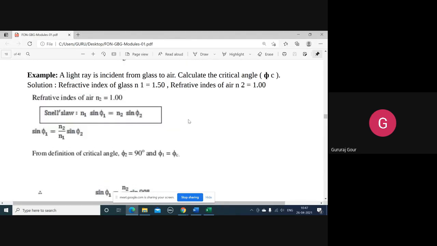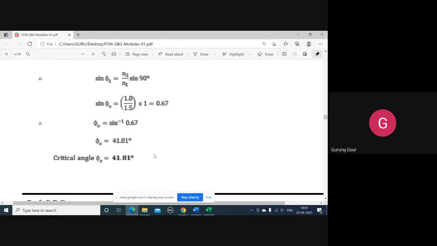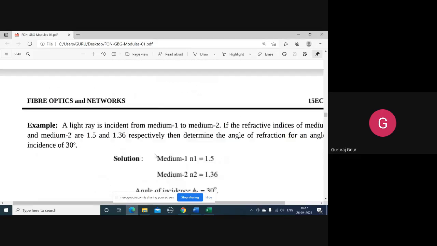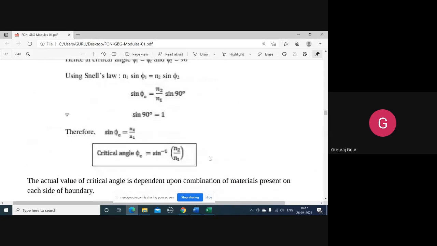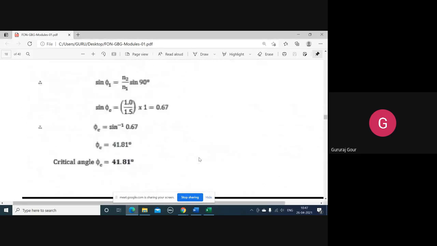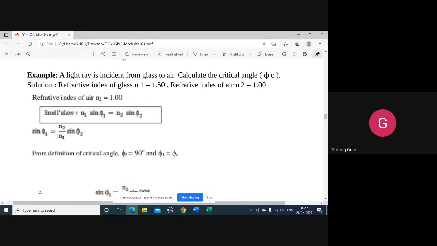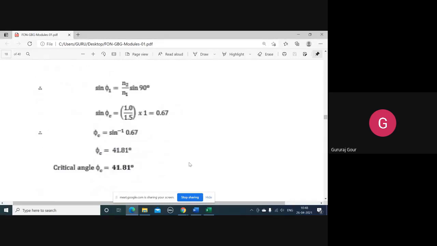From the definition of critical angle, if you take phi 1 as phi c, phi 2 should be 90 degrees. Substitute the values here, we'll get the critical angle. Directly, if you want, you can make use of the formula that we just discussed. It is not necessary to do any derivation as we are doing here. But in the problem, at least mention what the given data is and which formula you are using. Then you can calculate the things.